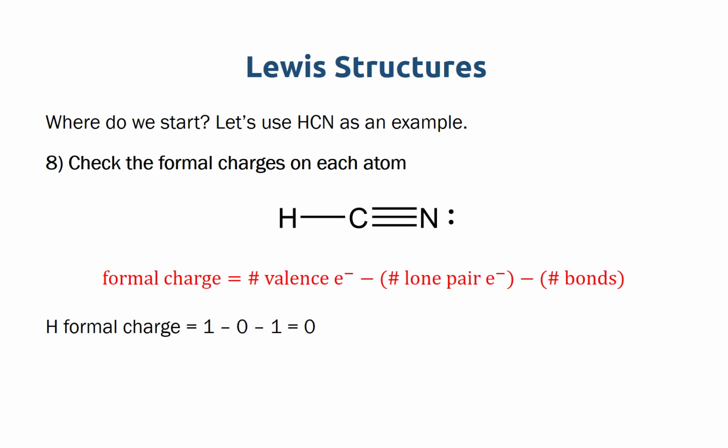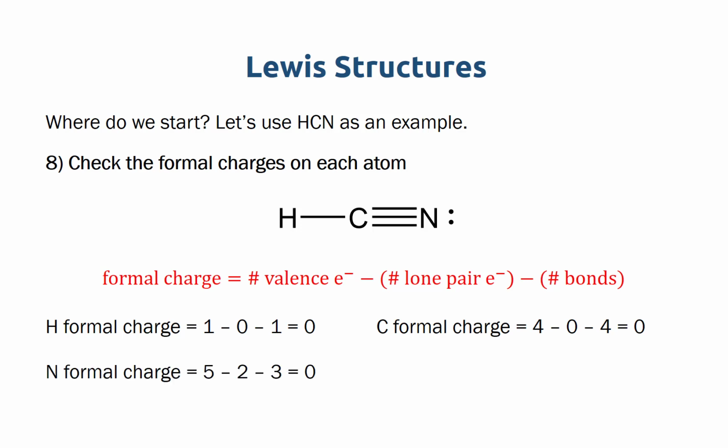So let's calculate the formal charge on hydrogen. Remember that because hydrogen was in group 1, it has 1 valence electron. Because it has no dots, it has 0 lone pair electrons. And because it has 1 line, it has 1 bond. So if we put these into the formula, we end up with a formal charge of 0 on hydrogen. For carbon, it is in group 14, so it has 4 valence electrons. It has 0 lone pair electrons because it has 0 dots, and it has 4 bonds. So this works out to be a formal charge of 0 as well.